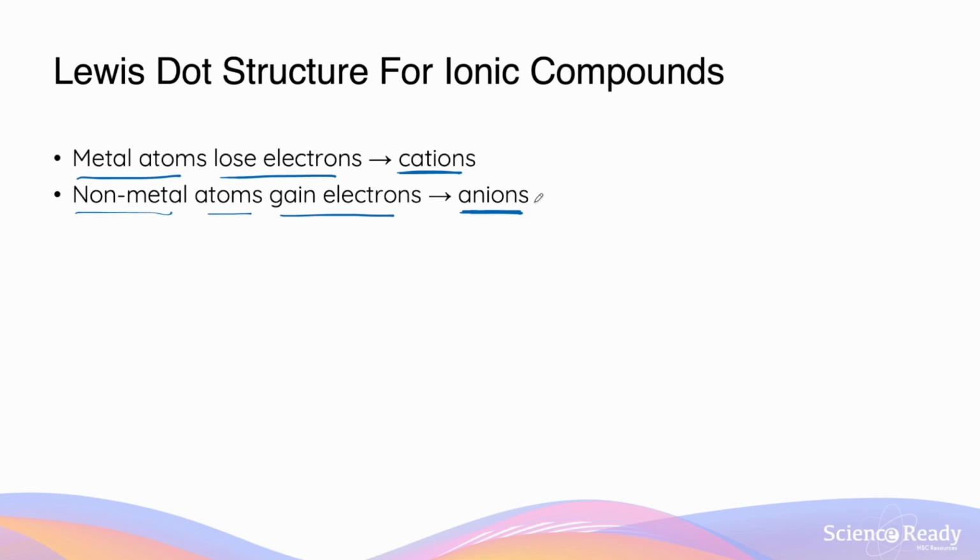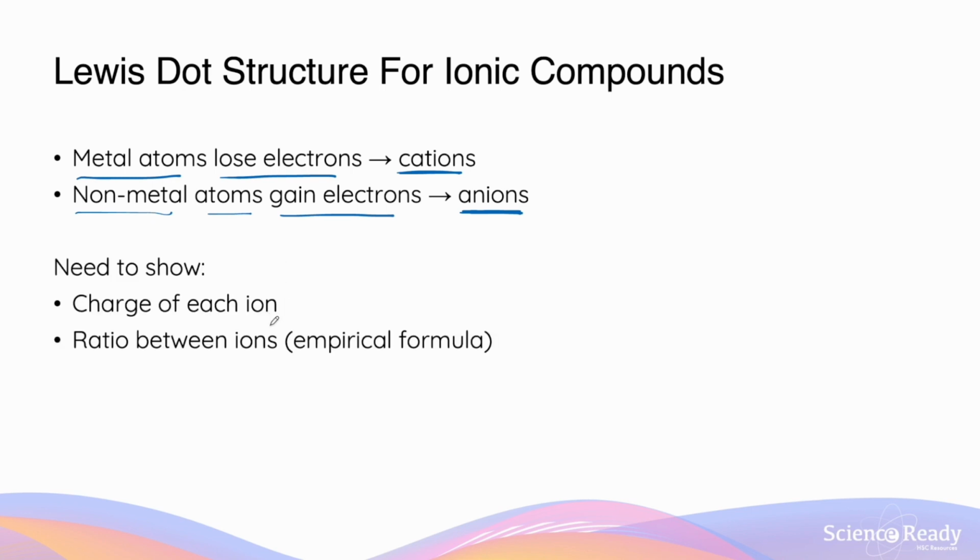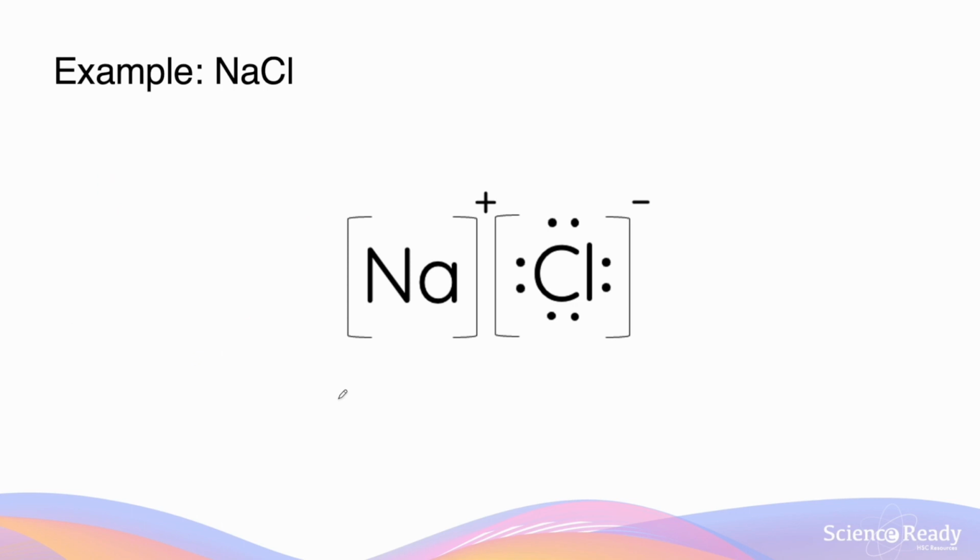So when you're drawing the Lewis dot diagram for ionic compounds, there are only two things we need to do. We need to show the charge of each ion after they have lost or gained electrons, as well as the ratio between the ions in the compound. And this is usually indicated in the empirical formula for the ionic compound already. So let's go through an example.